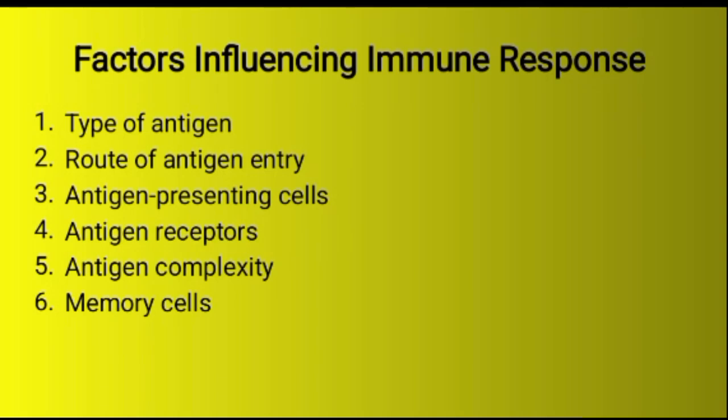Then the availability of the antigen presenting cells at the area of entry. In certain places, if it is peripheral blood circulation, macrophages are there. If it is the tissue, you have the dendritic cells and the basophils. So it depends on the type of antigen presenting cells available at the point of entry. Then there is the antigen receptor site, that is the epitope. Some of the antigens may have different epitopes, and some of their epitopes may not even bind to the antibody. So this is also an influencing factor during the immune response.